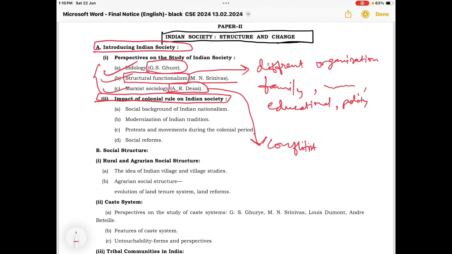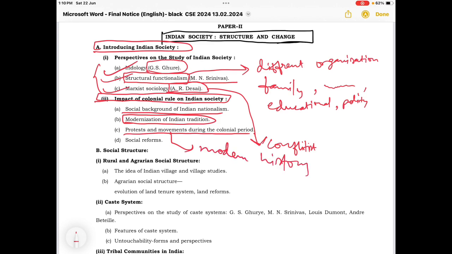So here we will read how Indian nationalism emerged at that time, how our Indian traditions were modernized under colonial rule, and how protests and movements were prevalent during the colonial period. These topics you have also read in modern history, in Spectrum and many other books. We have also read about social reform movements, about Raja Ram Mohan Roy, Ishwar Chand Vidyasagar, Dayanand Saraswati. Different reformers and freedom fighters were mainly responsible for these kinds of social changes and social reforms. So here we will read about these things.